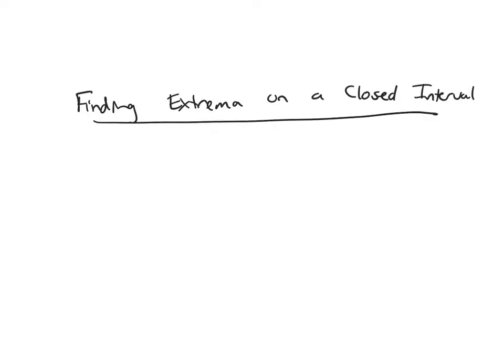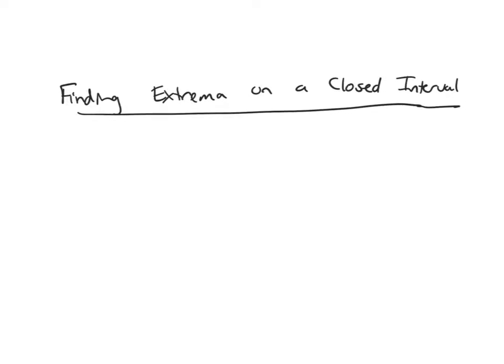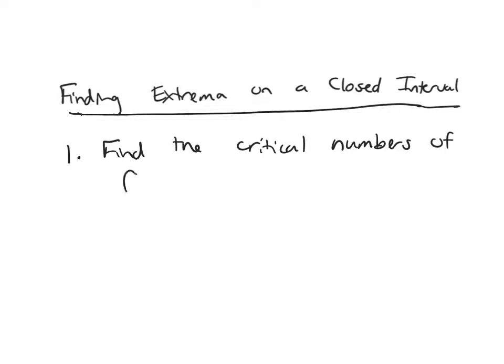So now that we know more about these extrema, let's talk about how to find them. Finding extrema on a closed interval. There's really a procedure for how we do this, and I'll highlight it here. The first step is you need to find the critical numbers of f in the interval a to b.